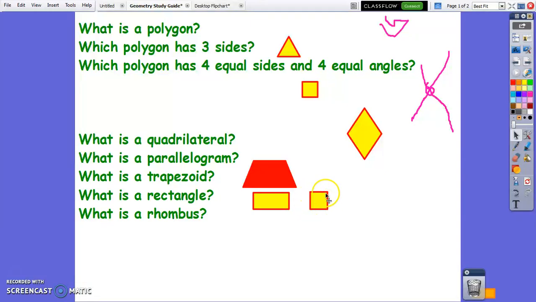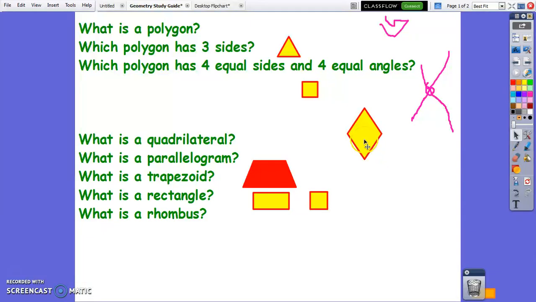Does it have 4 sides? Yes. Does it have 4 right angles? Yes. Are its opposite sides parallel? Yes. So, a square is also a rectangle. So, our last question here is a rhombus.